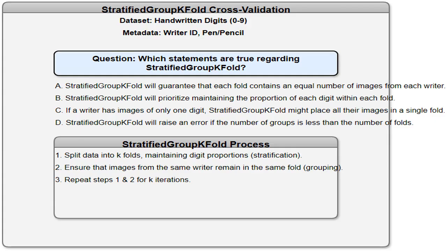I'll use StratifiedGroupKFold cross-validation. This is a specific type of cross-validation technique where I divide my data into groups and ensure similar proportions of classes, the digits 0 to 9, are in each fold, all while keeping data from the same group, writer's images, together. Think of it like trying to make sure that the folds I get are representative of the entire dataset, and that all the data from a particular writer is contained in one of these folds.